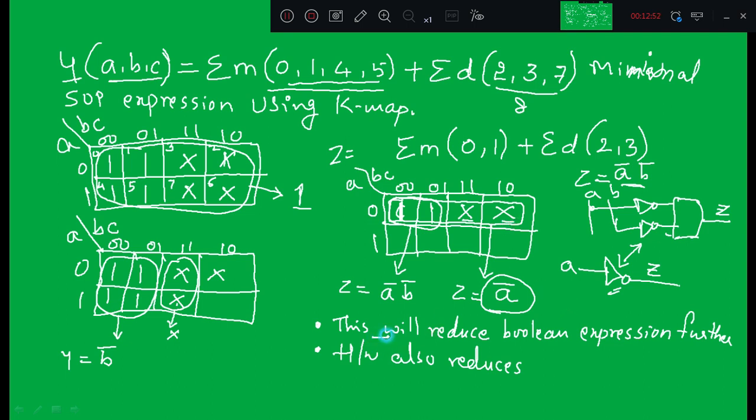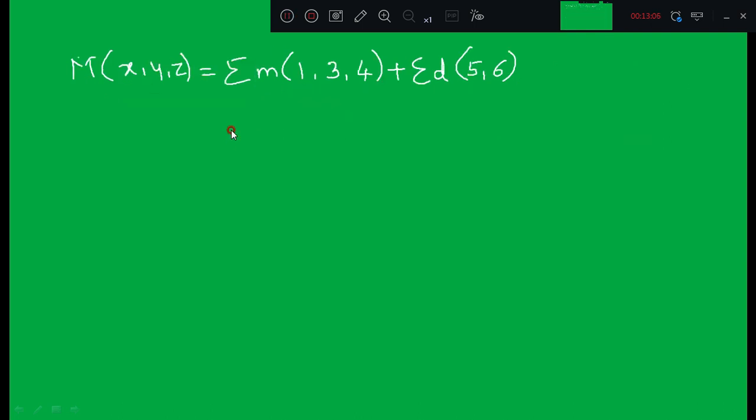So the two advantages of including don't care terms in your SOP are that it will reduce the Boolean expression further, and it also reduces the hardware. Okay, we'll take one more example. So this is the next example. We'll plot a K-map for this.